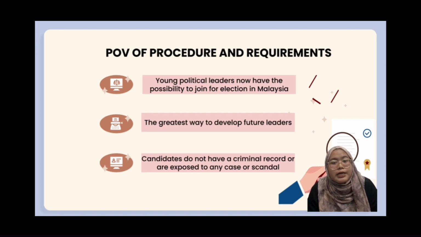And we believe that candidates who wish to represent the people should have high moral characteristics, the necessary expertise, and at the very least, experience in administration and public relations. And one of the reasons that can be used as a starting point for change in the requirement to stand for election is that the candidates who want to be selected to run also need to consist of those who do not have a criminal record or are not exposed to any case or scandal that is still under investigation by the authorities. And this lesson is based on a few political issues that have been discussed in Malaysia recently.